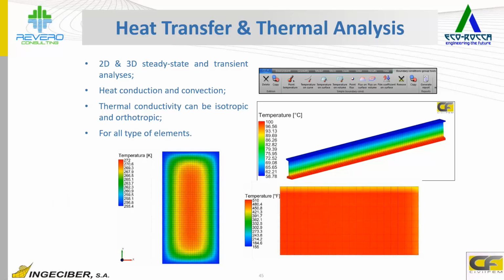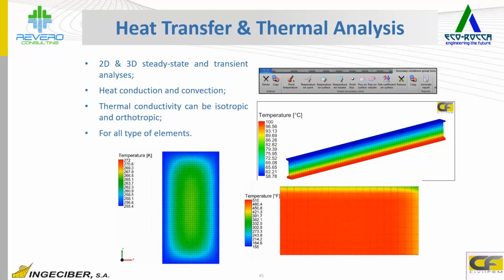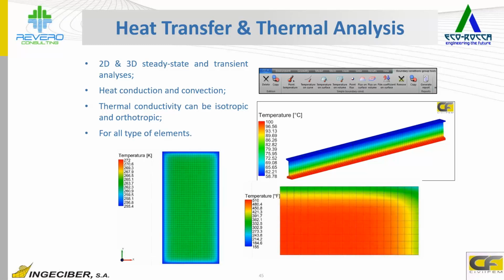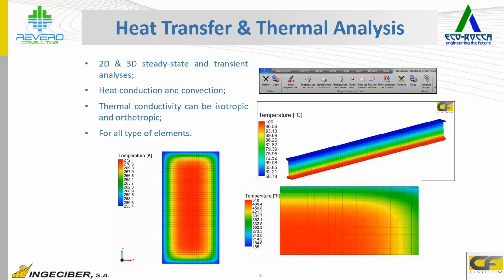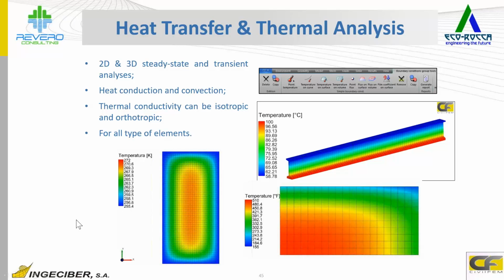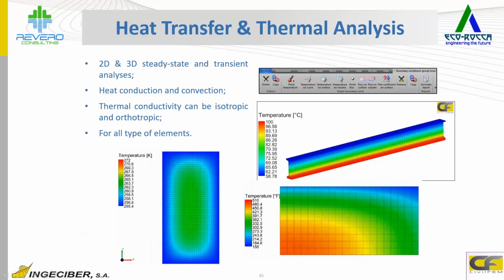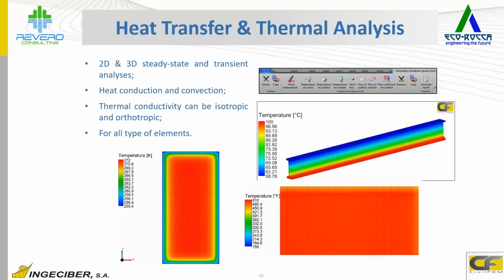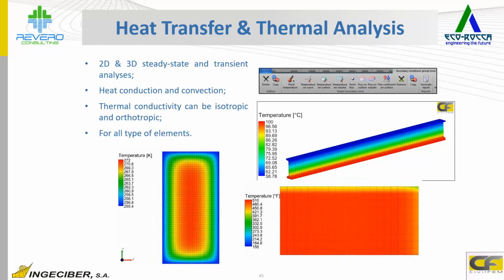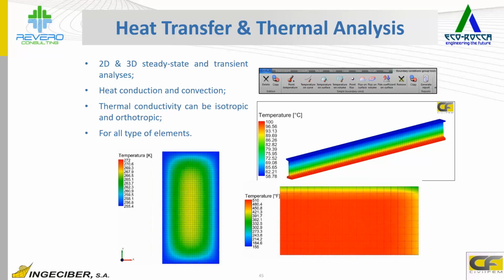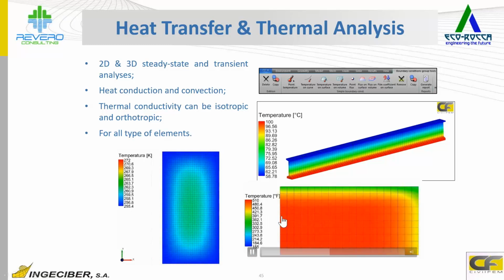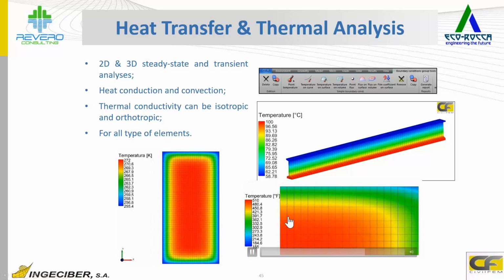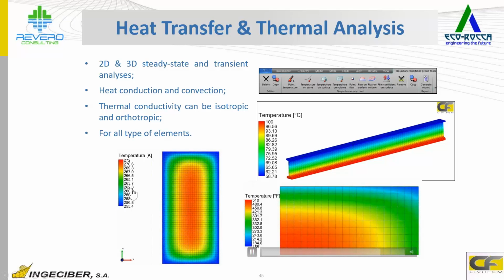Another application area for CivilFEM is heat transfer and thermal analysis. We can do steady state and transient analysis. We can do either conduction or convection, and we can specify the conductivity of the material to be isotropic or orthotropic. You can see here various models of heat propagation in various structures.